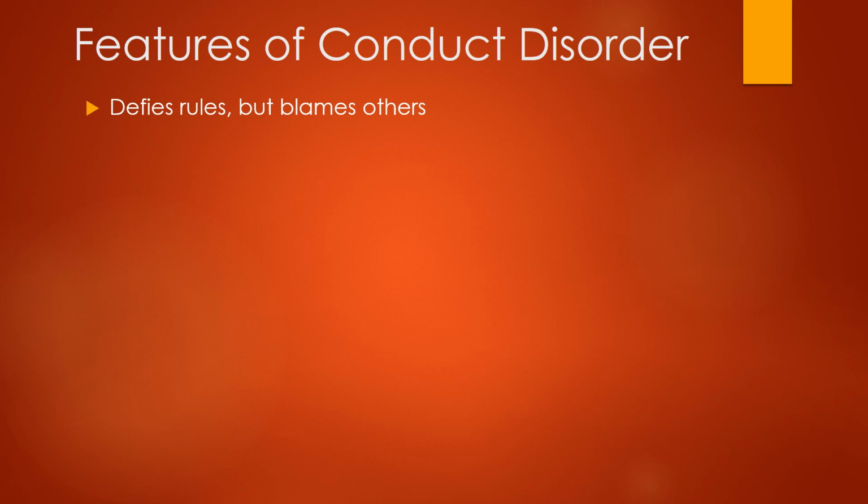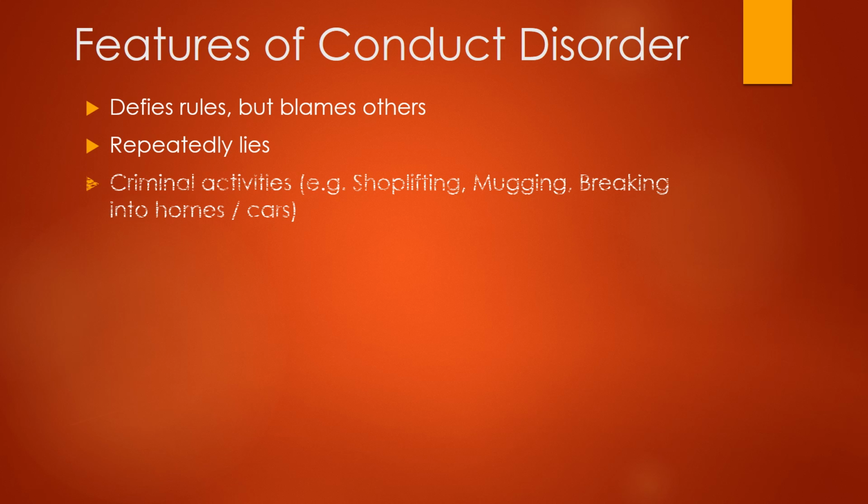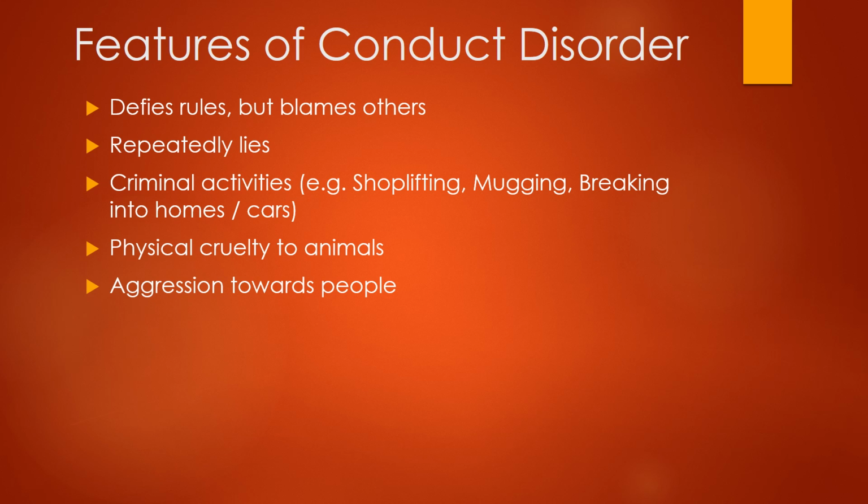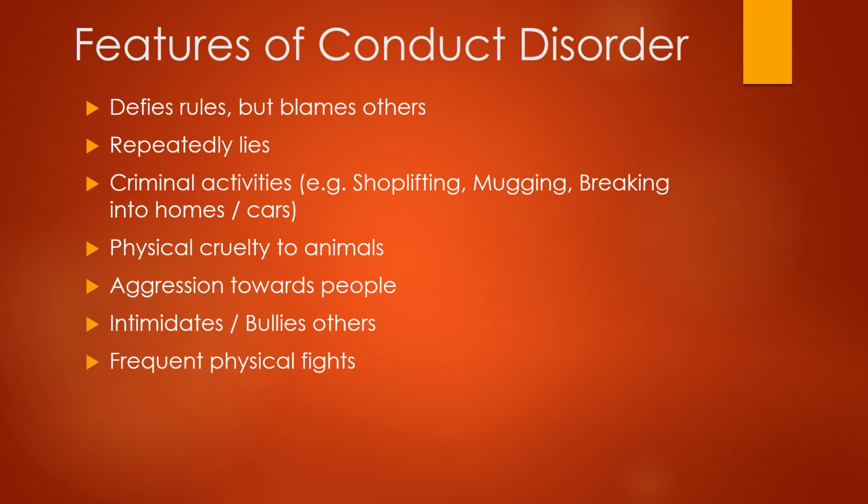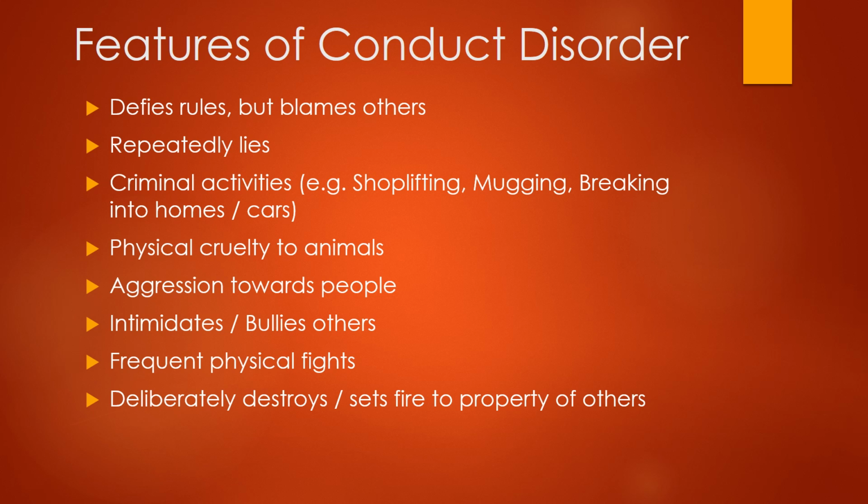A child with conduct disorder defies rules but blames others, repeatedly lies, engages in criminal activities, shows physical cruelty to animals, aggression towards people, intimidates and bullies others, gets into frequent physical fights, deliberately destroys property or sets fire to property of others, may use a dangerous weapon such as a knife or even a gun.